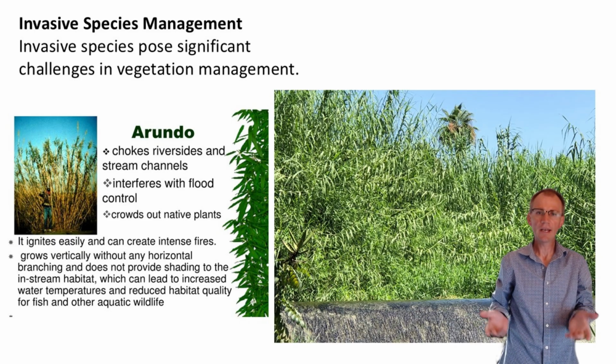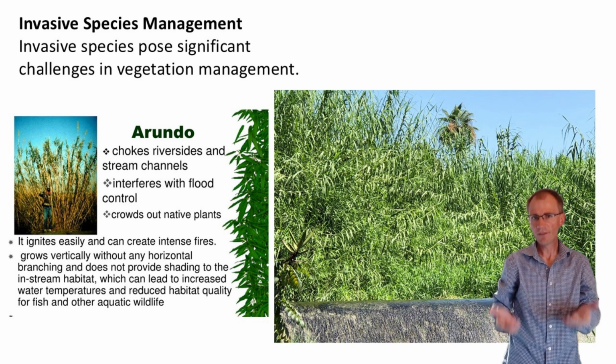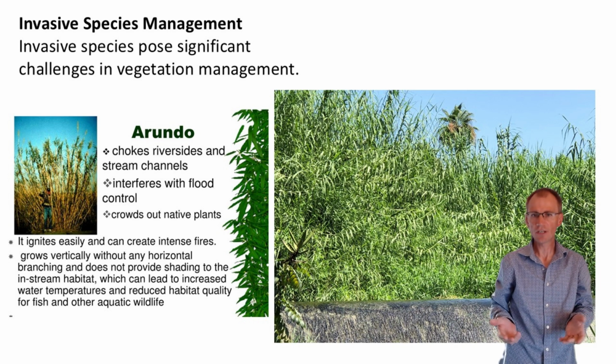On this slide, we're looking at invasive species management. Invasive species pose significant challenges in vegetation management. Look, as you can see here, arundo. This chokes riversides and stream channels, interferes with flood control, crowds out native plants. It ignites easily and can cause intense fires. It grows vertically without any horizontal branching and does not provide shading to the in-stream habitat, which can lead to increased water temperatures and reduced habitat quality for fish and other aquatic wildlife.